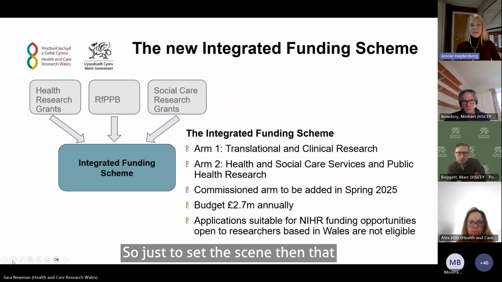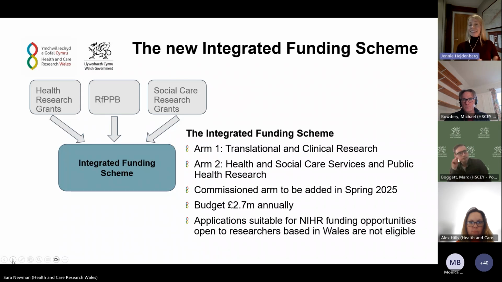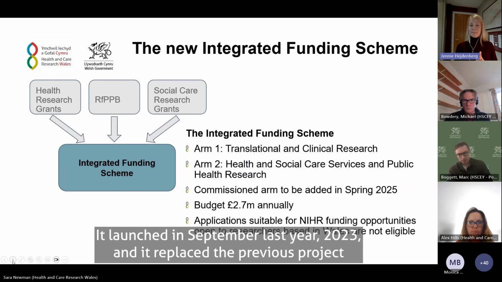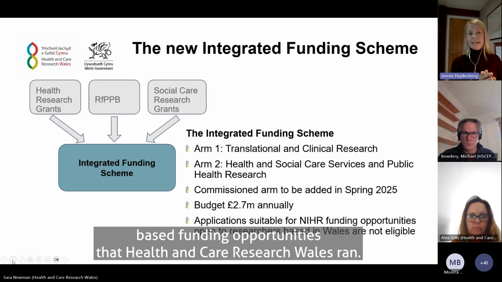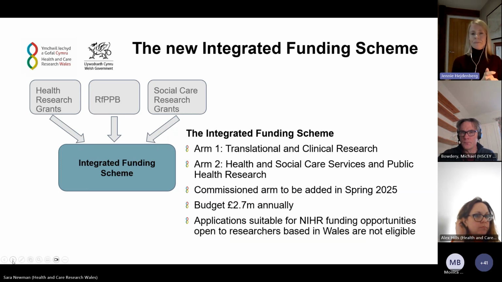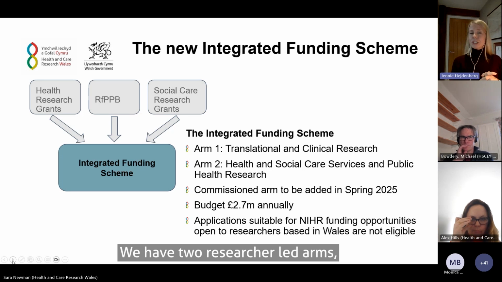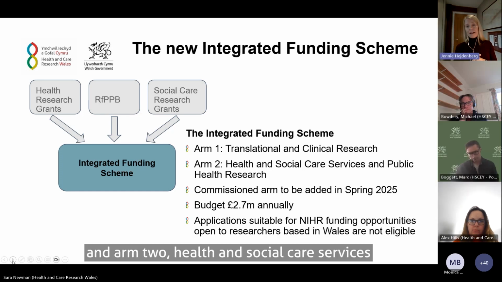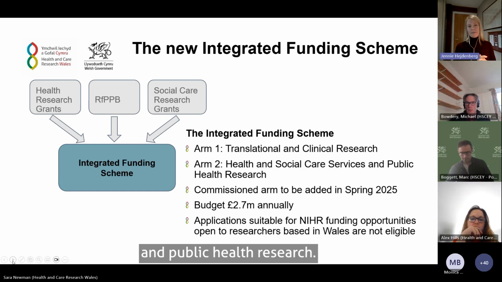Okay, so just to set the scene then, the integrated funding scheme is a new scheme. It launched in September last year, 2023, and it replaced the previous project-based funding opportunities that Health and Care Research Wales ran. So health research grants, RFPPB, and social care research grants. We have two researcher-led arms that each focus on translational and clinical research, and arm two, health and social care services and public health research.